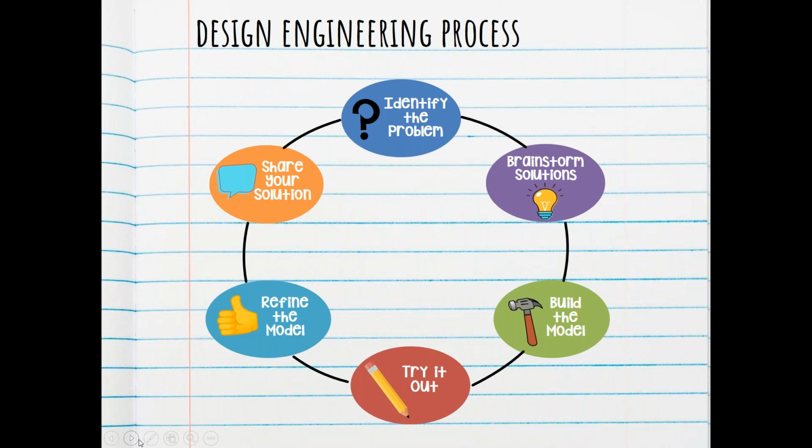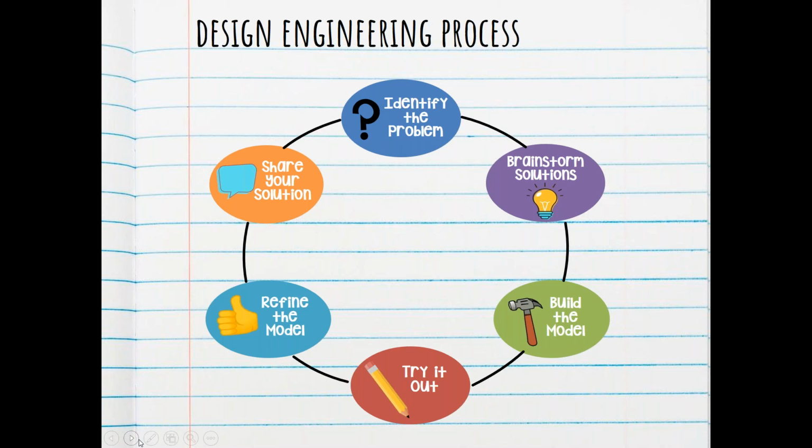Then you want to actually build the model. So here's your chance to pick one of those ideas and create it. You as the teachers might need to provide materials for this step. So an example of this would be using pieces of cardboard from the recycling area to build a box. Next, you want to try it out. You want to try out your solution and test your model. An example of this could be put the materials into the box and try pushing it from one place to another.